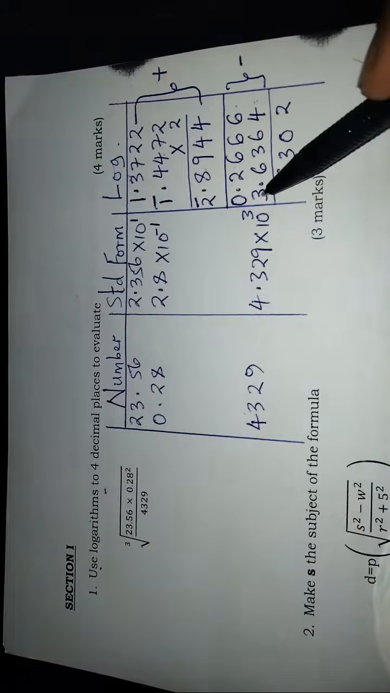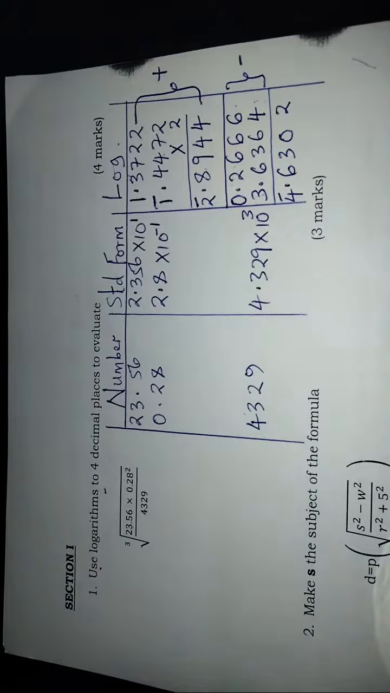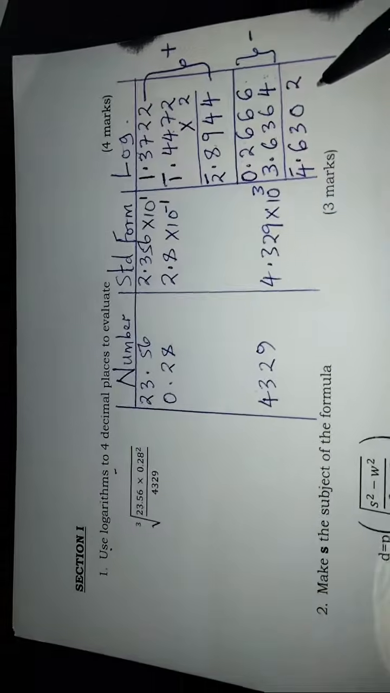Then we have already borrowed a 1. So whatever was a 0 now is bar 1, because we've borrowed 1. So we have bar 1 minus 3. It's like having negative 1 minus 3, and that will give us bar 4. Therefore, this is the final logarithm.